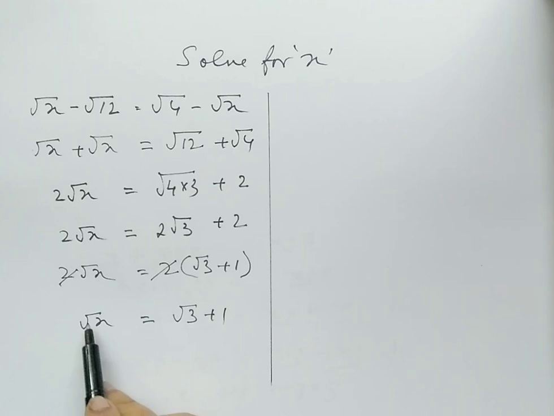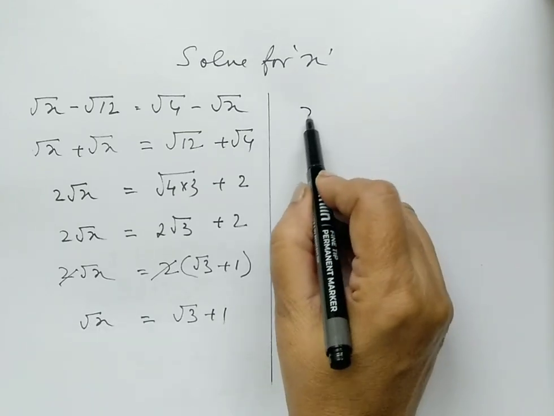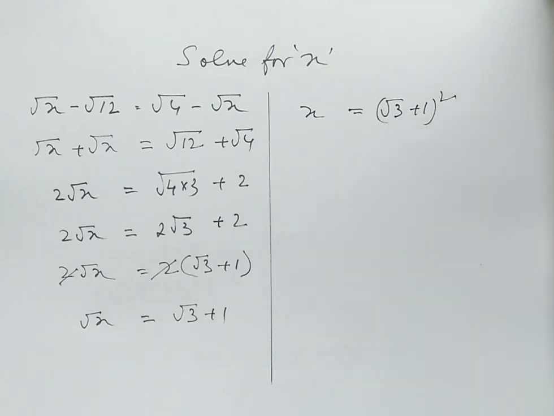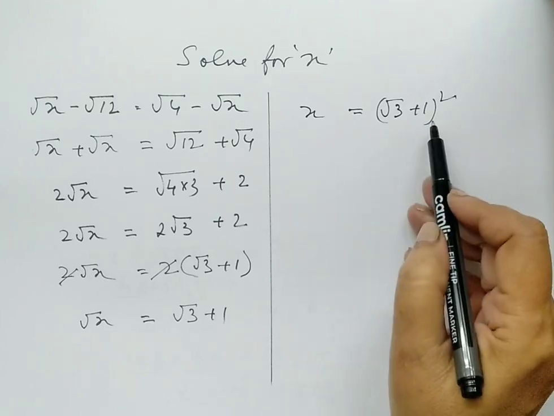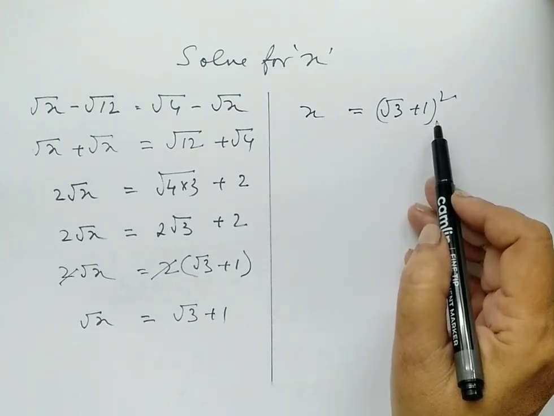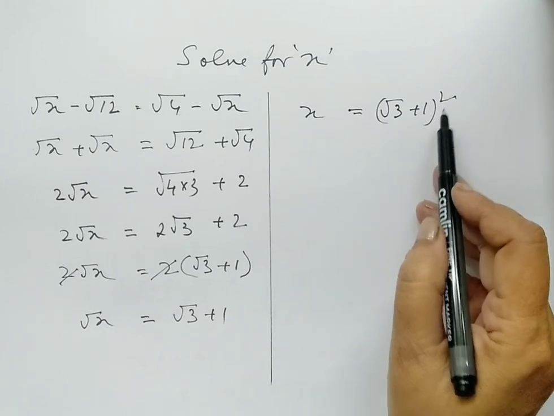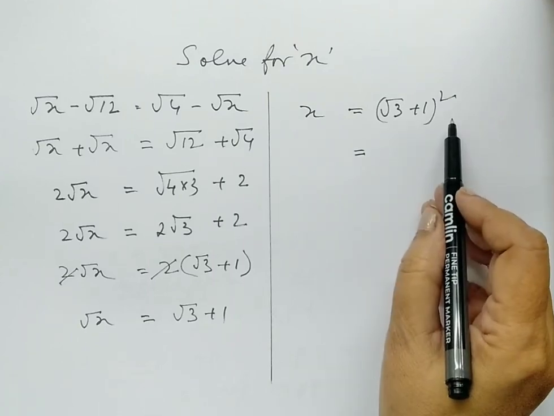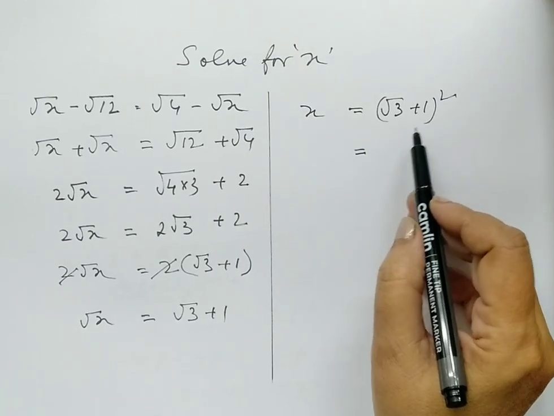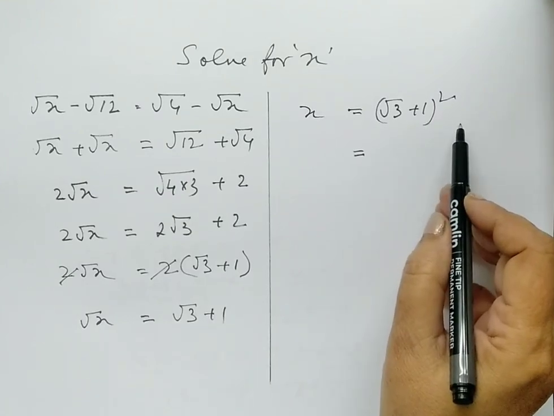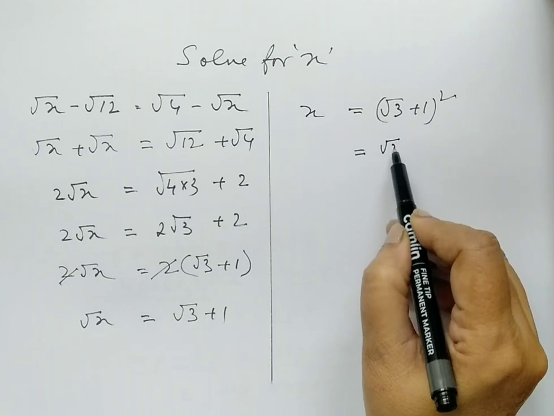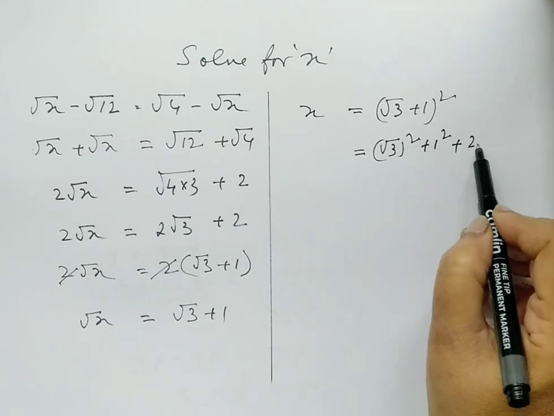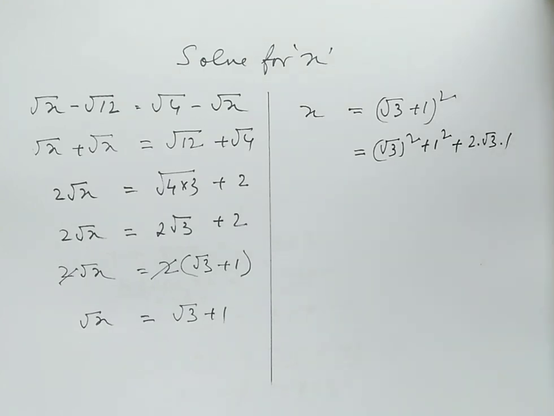Now if we were to take the square root to the other side, we'll have x equals root 3 plus 1 whole square. Now does this remind you of any identity? It is (a plus b) whole square. So which means that we can expand this. And if we expand this, it's a square plus b square plus 2ab. So root 3 whole square plus 1 square plus 2 root 3 dot 1.